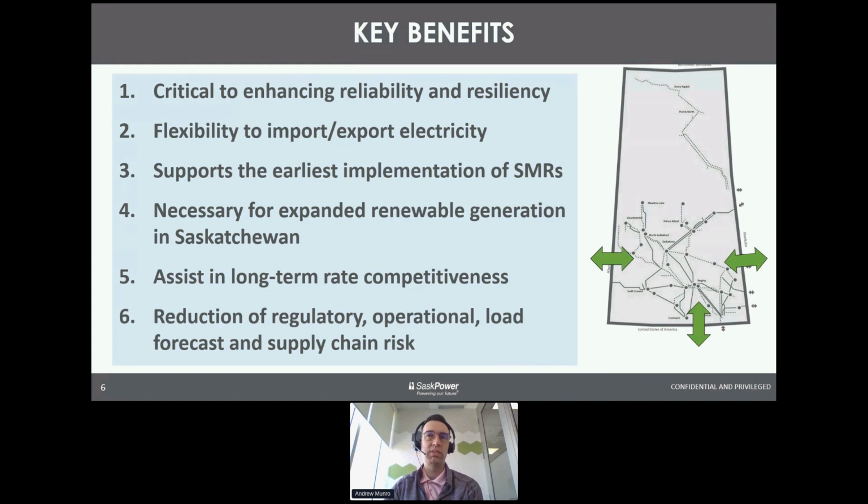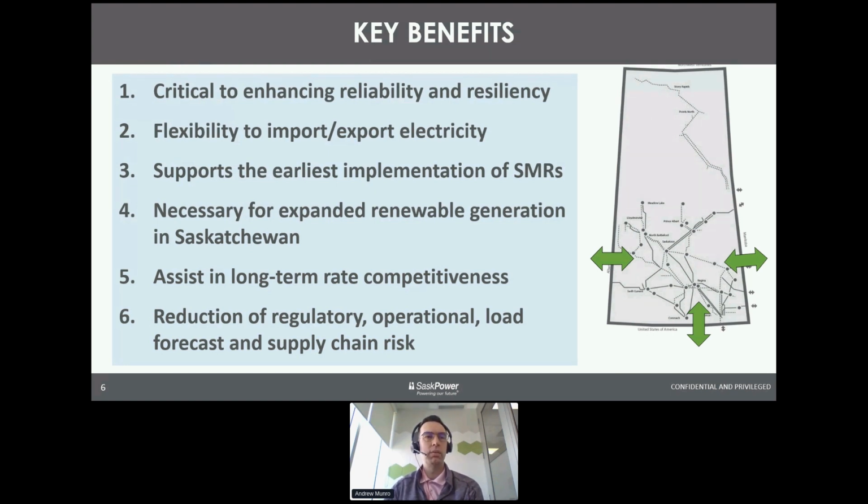Operationally, it helps reduce risk. Again, as we mentioned, if there's a storm and lines go down, or maybe a generation unit goes offline, we can bring energy in on a short-term basis to help fill that gap.